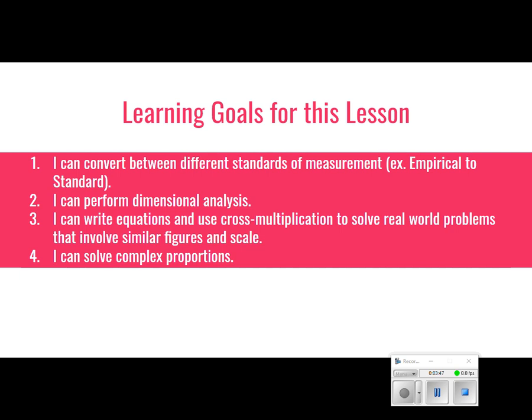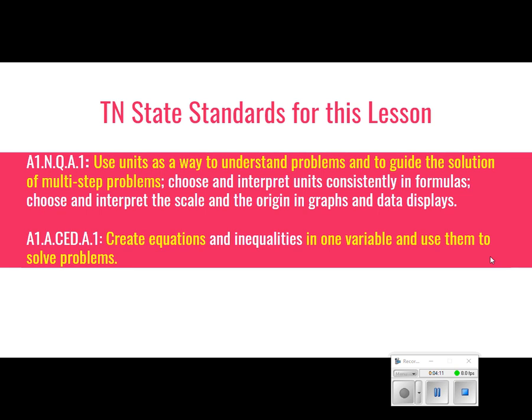We're also going to write equations and use cross multiplication to solve real-world problems involving similar figures in scale. And then we're going to crank it up a notch. We'll break out the algebra some more. We'll wrap this up with solving some complex proportions. Again, one of my favorite things is taking problems that look so difficult and turning them into such an easy idea.